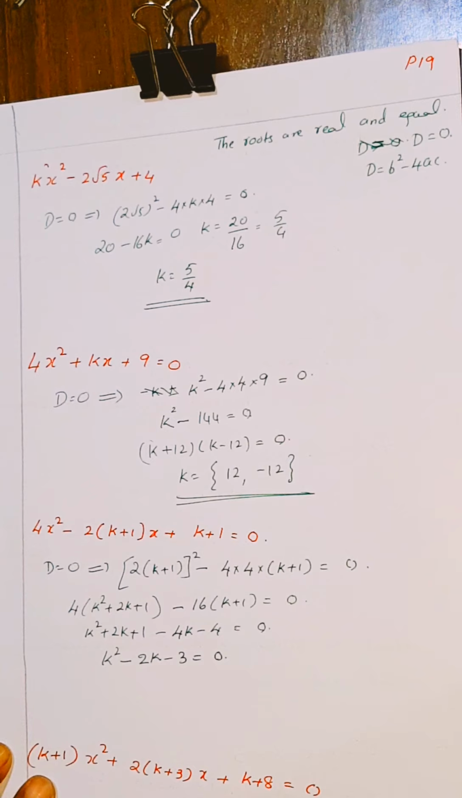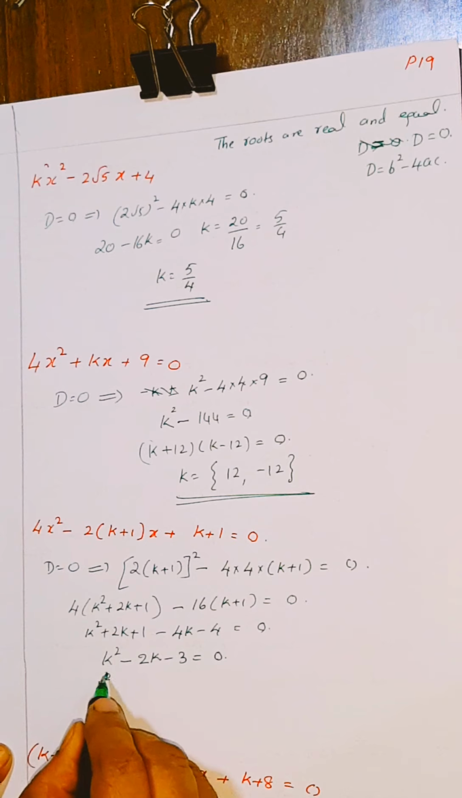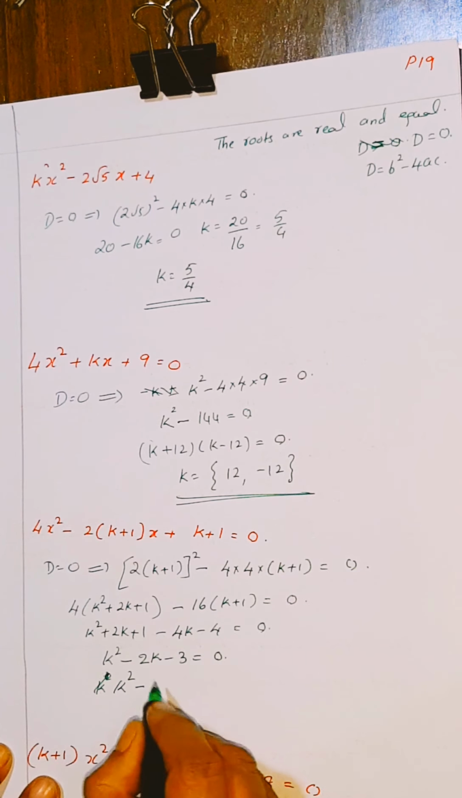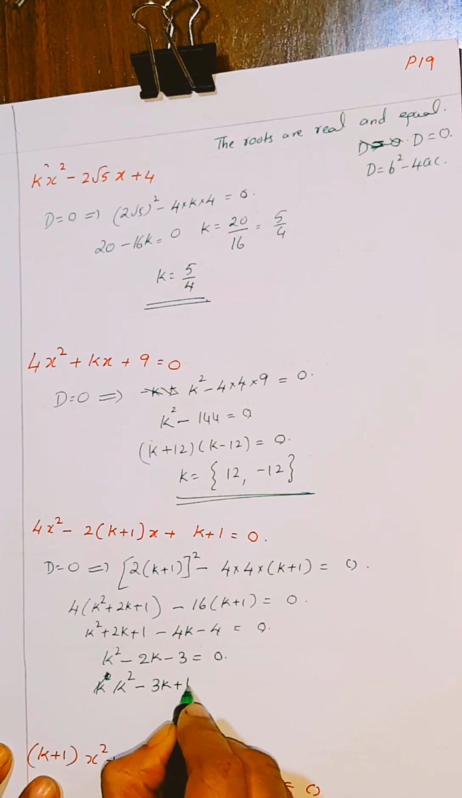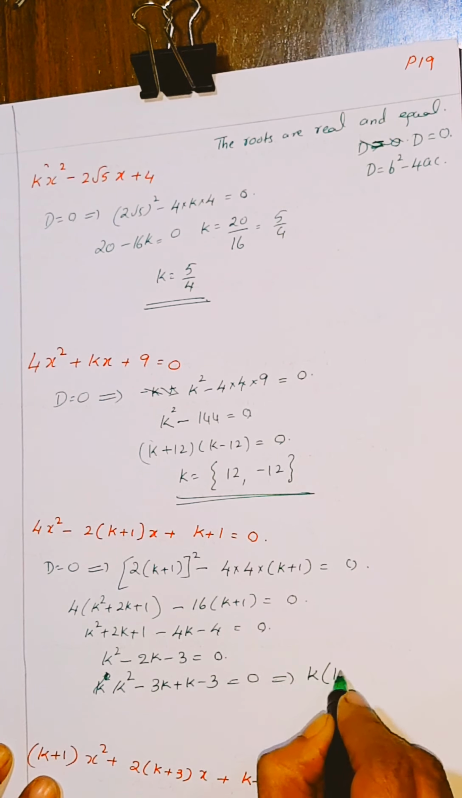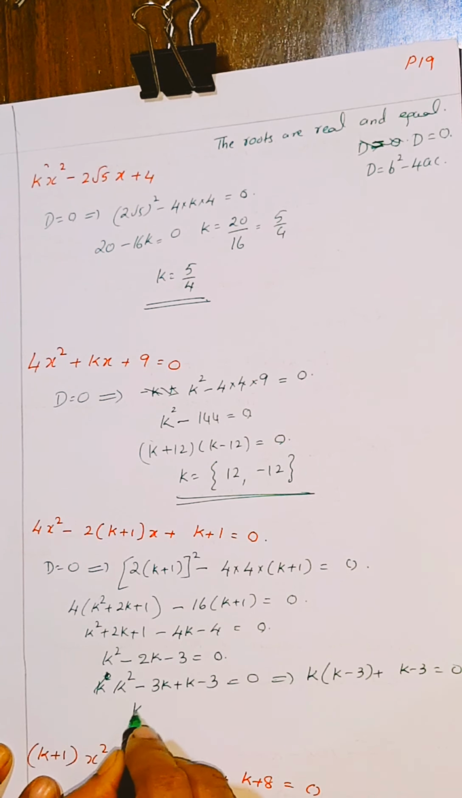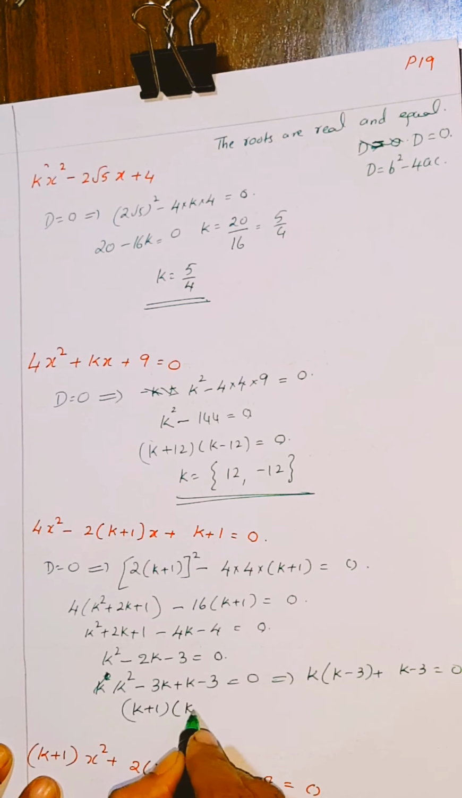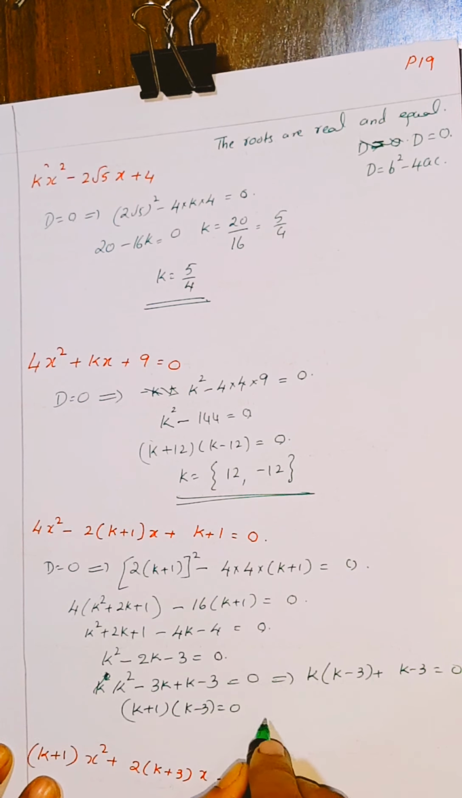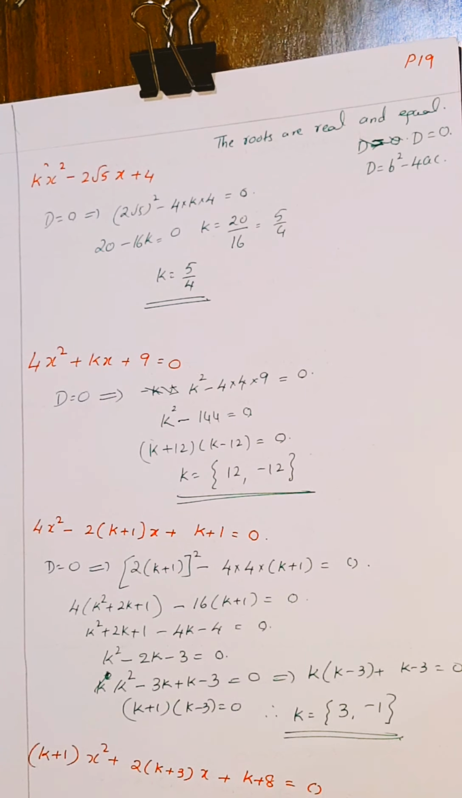Now again this is a quadratic equation. I can write this as k squared minus 3k plus k minus 3 equal to 0. So k into k minus 3 plus k minus 3 equal to 0. So k plus 1 into k minus 3 equal to 0. Therefore k is equal to 3 and minus 1. So here also we get two values for k, 3 and minus 1.